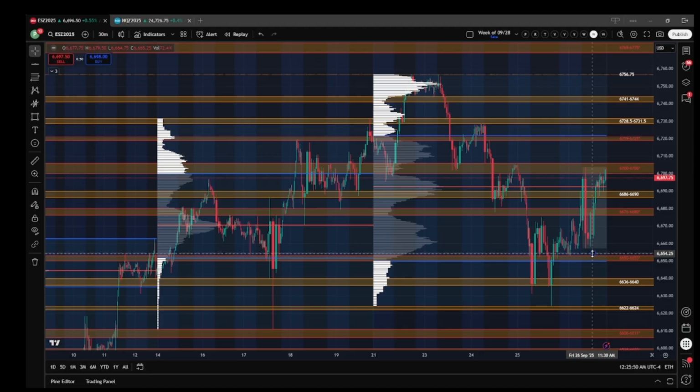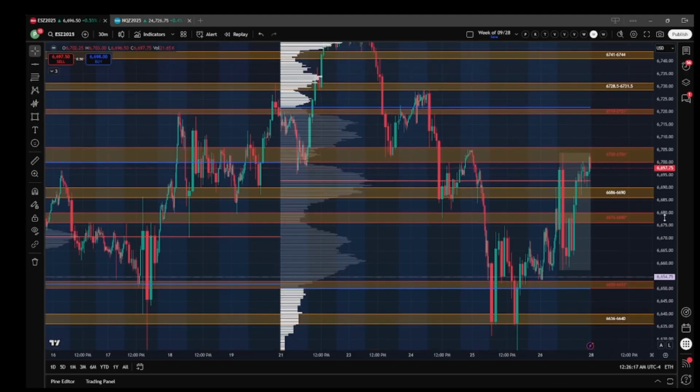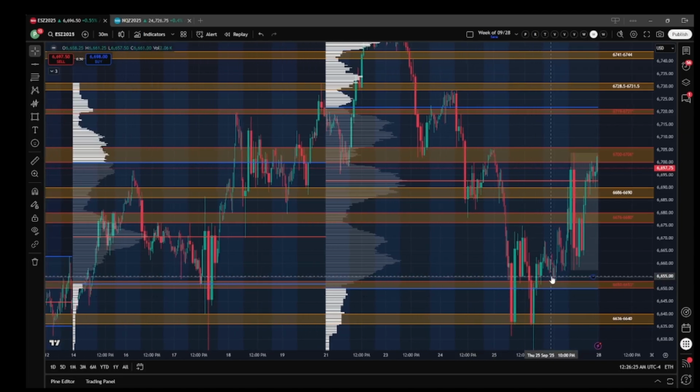So we swing puts when we are in a downtrend, and we hedge with puts when we sense weakness in an uptrend. If we fail this 6700 spot, we're probably coming down to 6676 to 6680, and I expect that to be reasonably well bid. I've left this 86 to 90 spot on here. It's been a very important support and resistance.